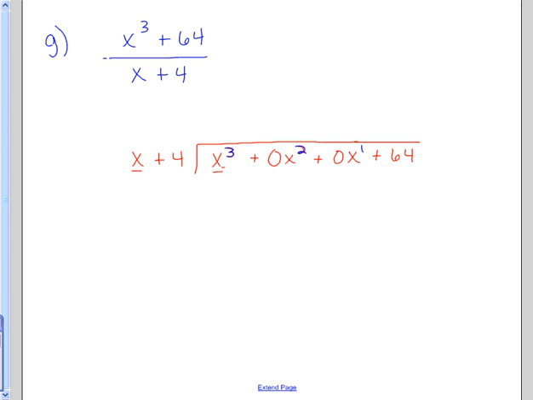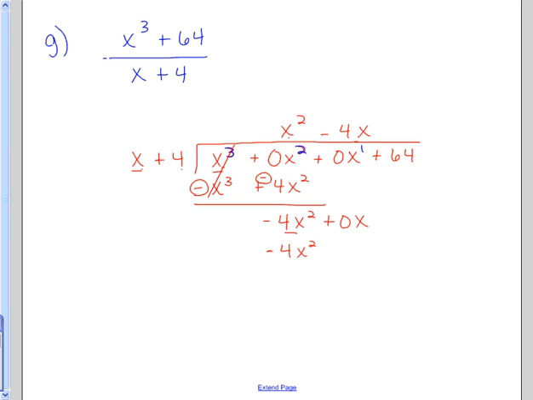What times x would give me x cubed? That's x squared. X squared times x is x cubed. X squared times 4 is 4x squared. Change the signs. Negative 4x squared, just bring down one term. What times x would give me negative 4x squared? That would be negative 4x. Times x would be negative 4x squared. Negative 4x times 4 would be negative 16x. Change your signs. 4x squared, subtract out. This would be 16x.